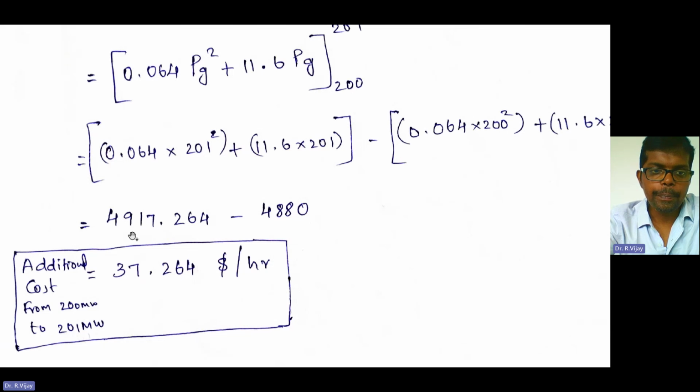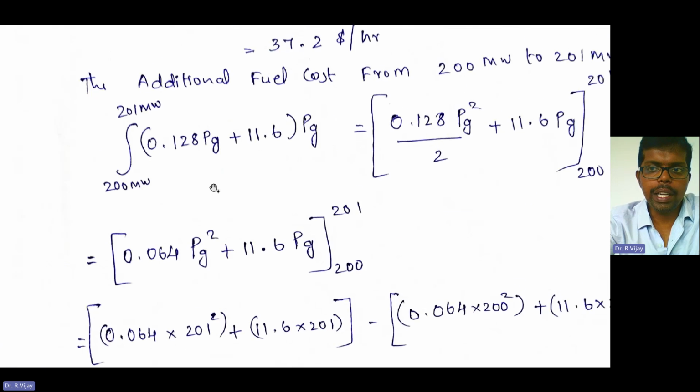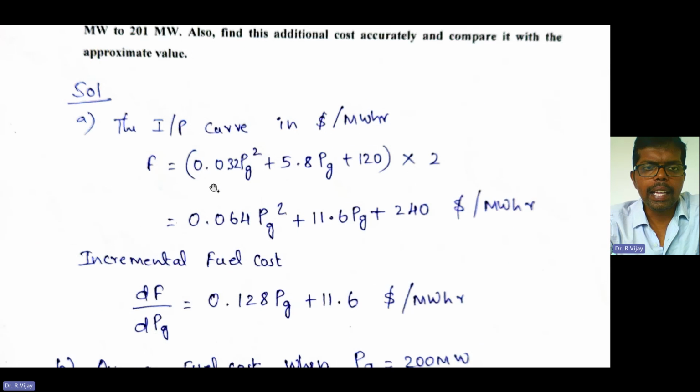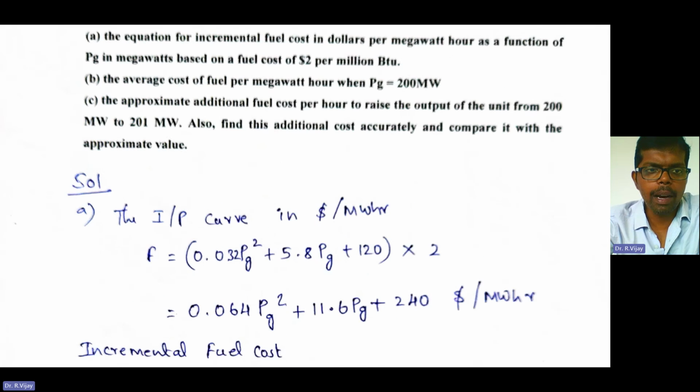After simplification, we get the additional cost as $37.264 per hour. This is the additional cost from 200 megawatt to 201 megawatt by shifting the generator from 200 megawatt to 201. That is $37.264 per hour. Like that, you need to solve this problem. It is a very simple problem, they may ask it as a 5-mark question.